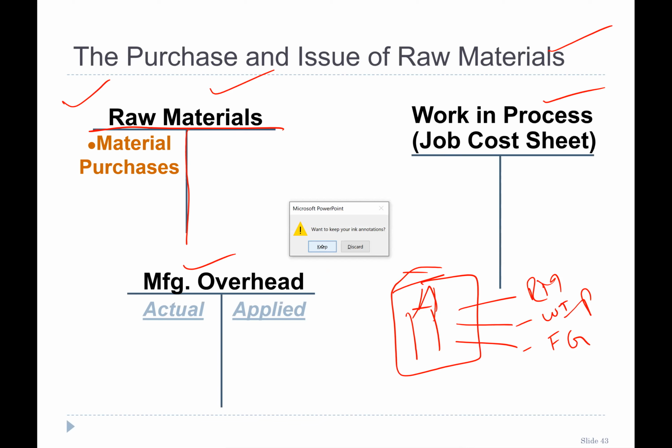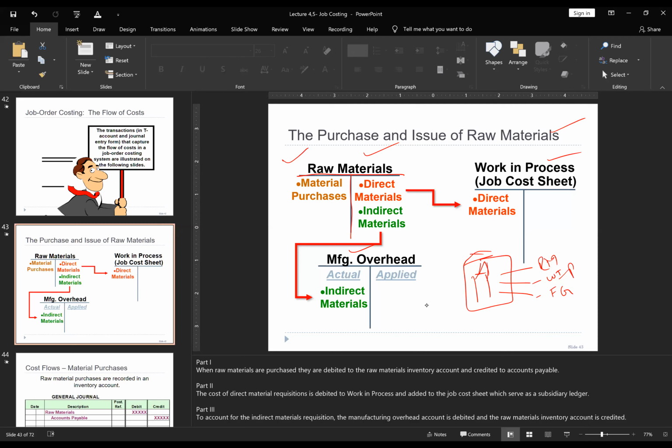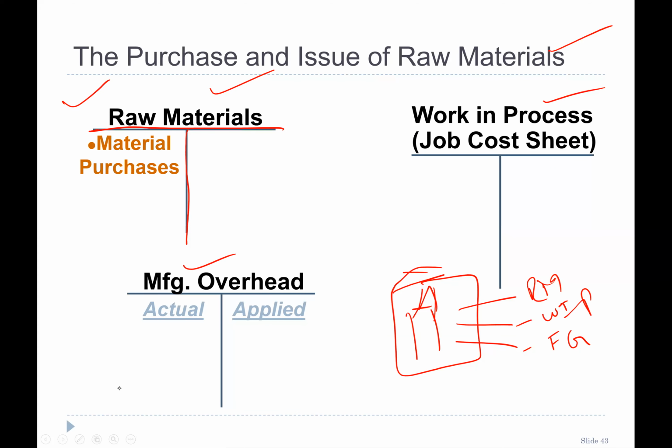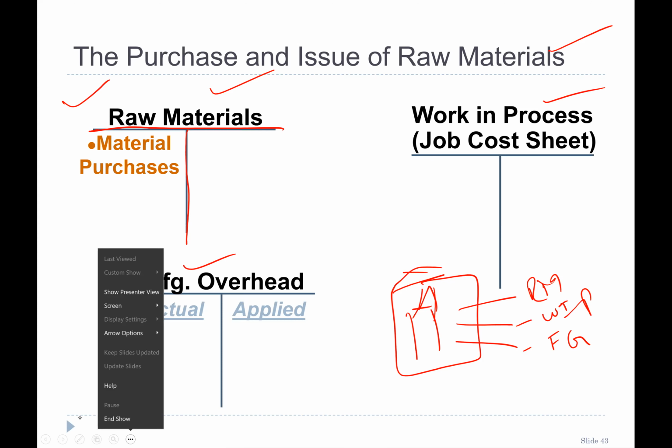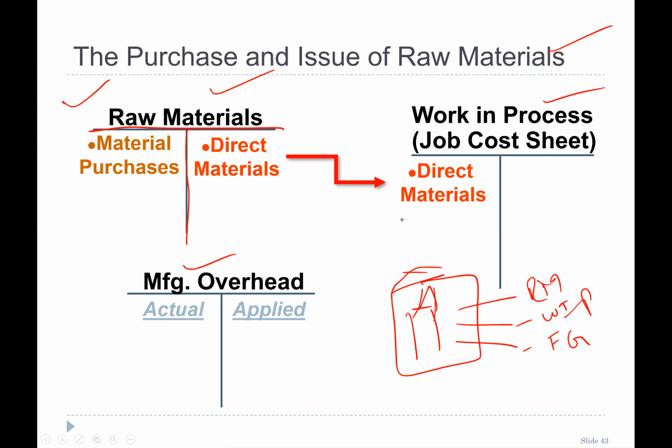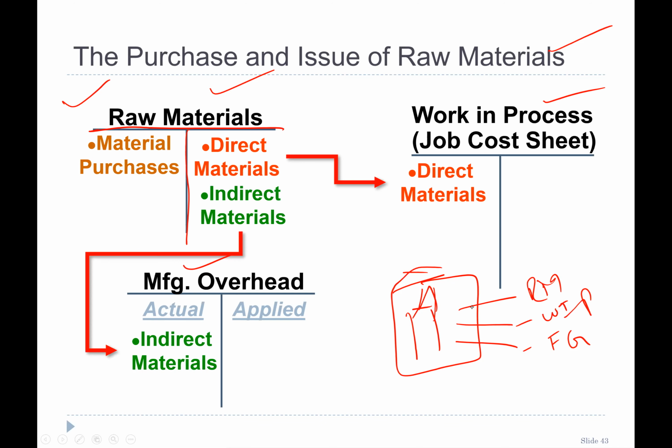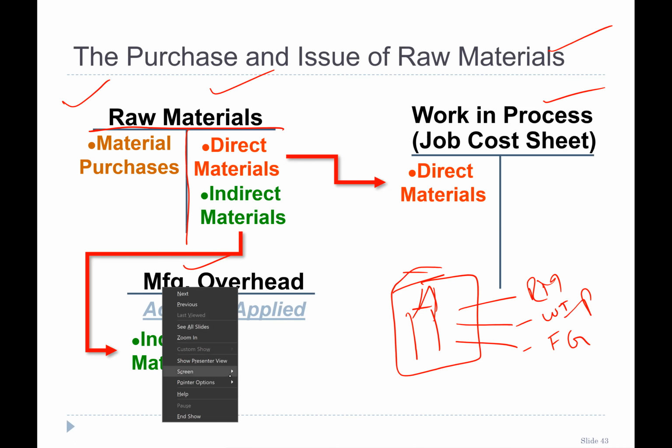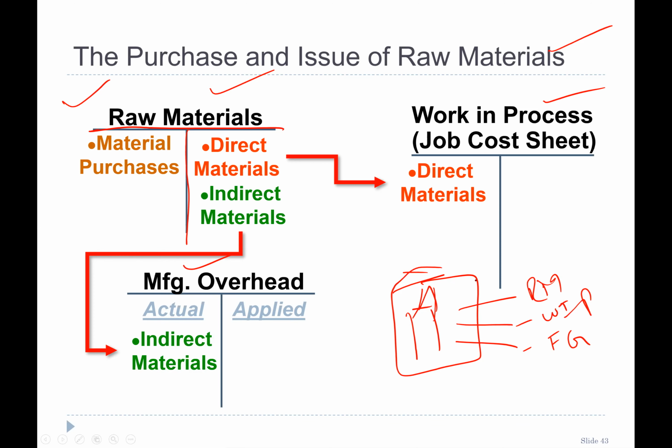Okay, so let's talk about, sorry. Oh, I cannot cancel that. Need to do it again. Here we go. So when raw material is purchased, wait a second. Erase all. Can I erase all here? Wait a second.